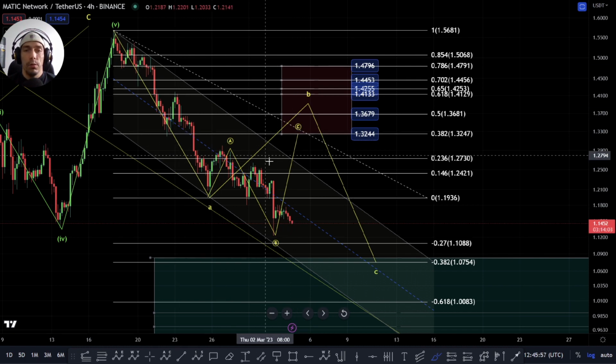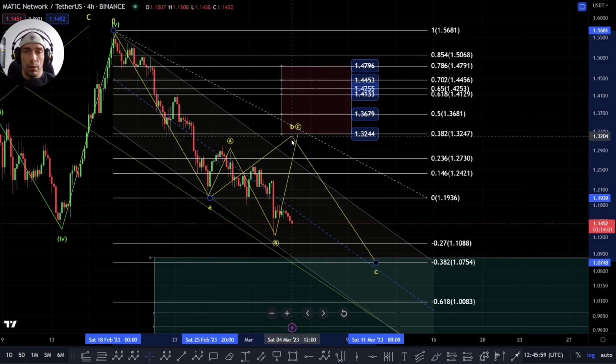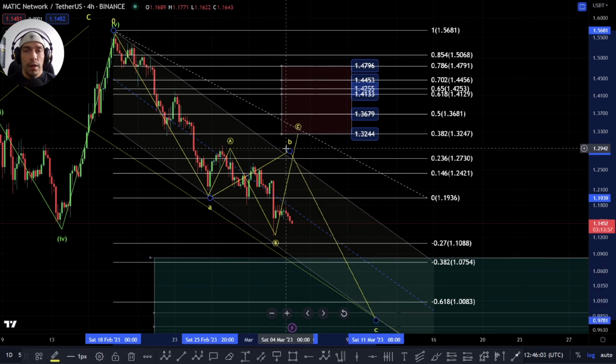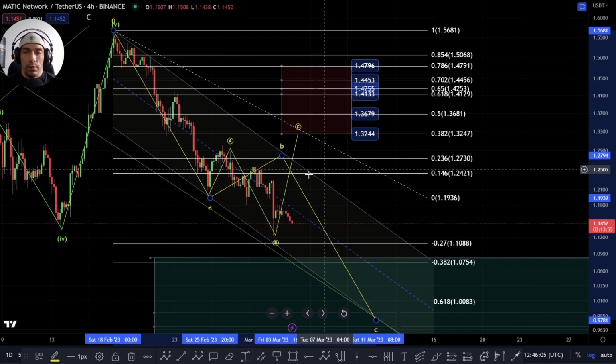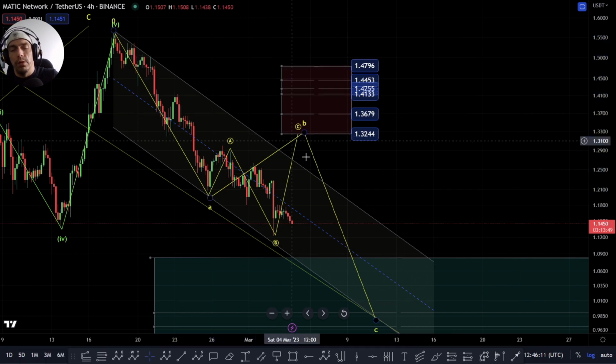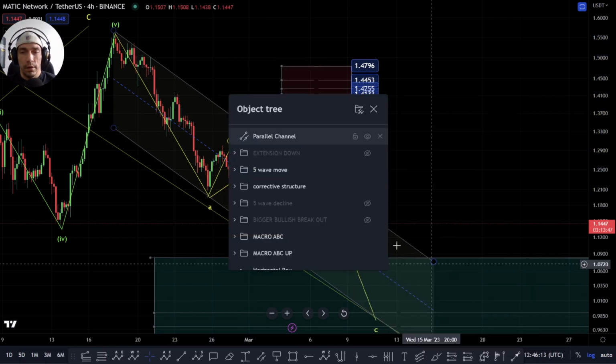If we do break down like that, then we could argue that we get a B wave in this like this, and then we form a C wave to the downside. So this is something to just keep an eye on. There is also the potential that we're just within a five-wave move, so we're going to discuss that as well.